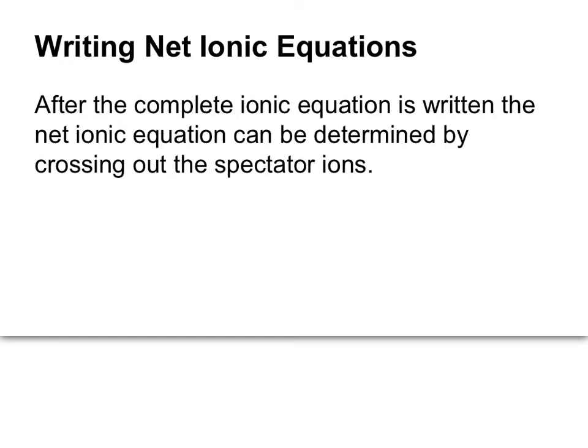The process of writing complete ionic equations can be tedious, as there are often 2 or 3 substances labeled as aqueous that need to be split into their ions. However, after the complete ionic equation is written, the net ionic equation can be determined by crossing out the spectator ions. These are the ions that appear exactly the same on both sides of the equation.